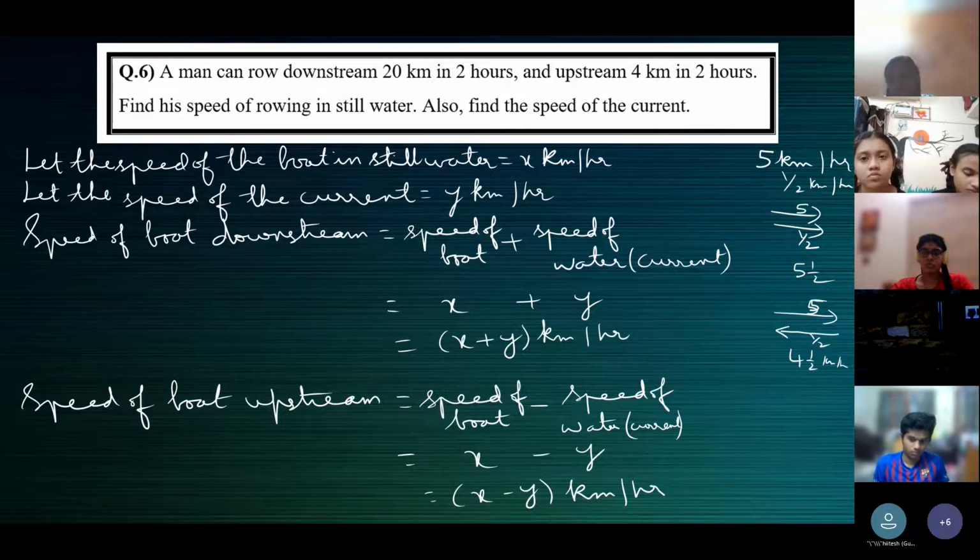When you run in the same direction, wind blows in a particular direction, you are also running in the same direction, your net speed increases. 5 plus half, 5.5 kilometers per hour. You are running in a particular direction. Wind is blowing in the opposite direction. Then your speed is reduced. 5 minus half, 4.5 kilometers per hour.